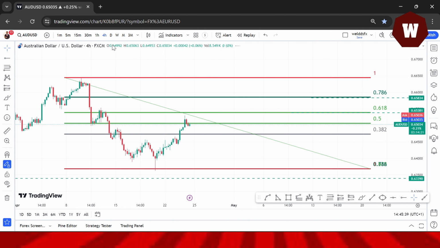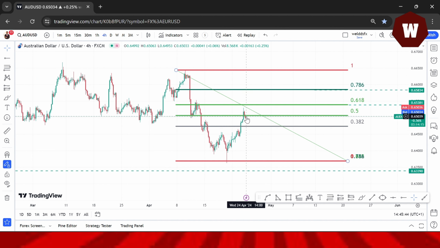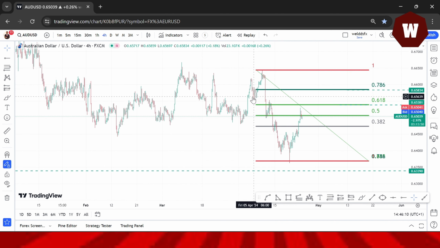If you come to the 4-hour time frame, you can see that the market got to the 50% and showed signs of retracement, but I did not take the trade. If it comes here and gives me a solid reversal candle pattern, I can take the trade with proper risk calculation, and if it comes here, this will be my best place to take the trade. All right, so that is that about the Australian dollar.